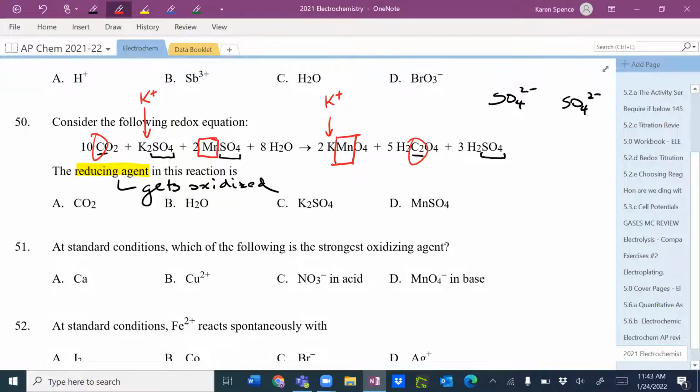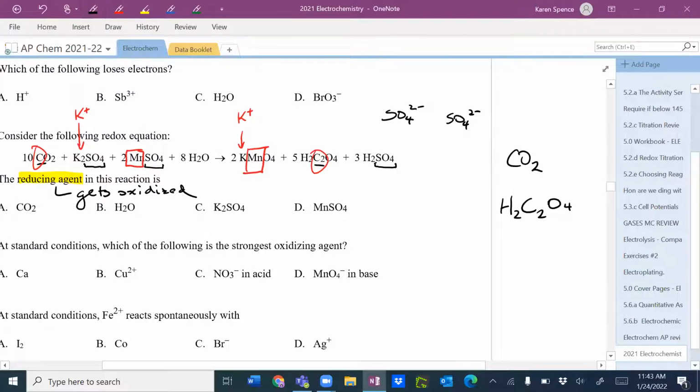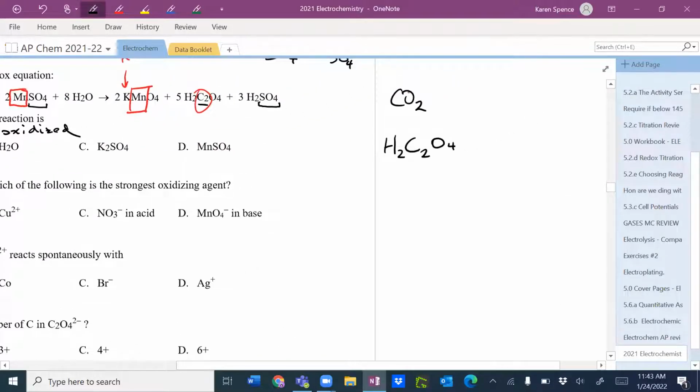Ooh, can you tell me without finding all the oxidation numbers? We have CO2 and it's becoming H2C2O4. We could find oxidation numbers or we could cheat.